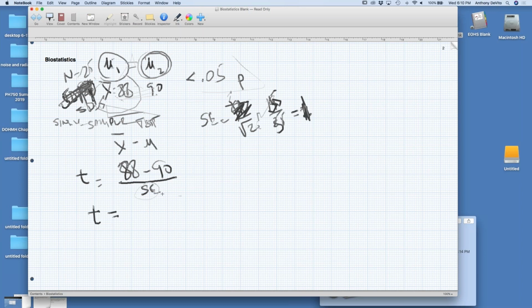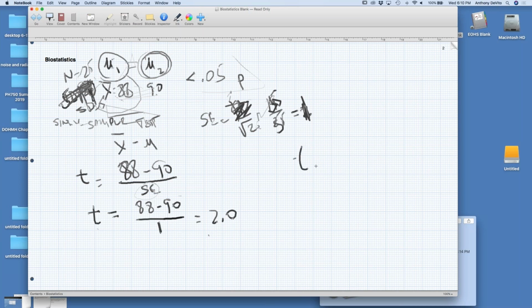How many t-scores apart? How many standard errors apart are these? It's 88 minus 90 over the standard error, which is equal to 1. That's going to be equal to 2.0. Well, it's 2 standard errors apart, 2 t-scores apart.